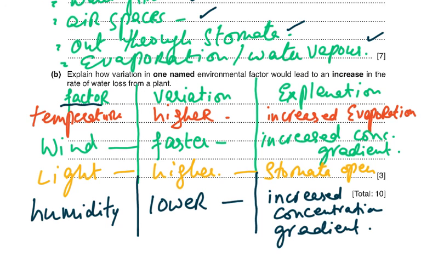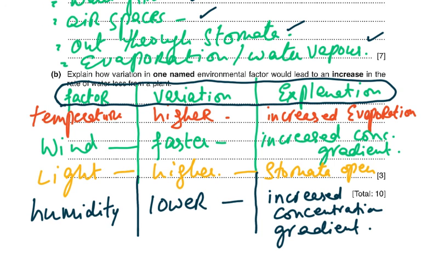Now the factor, this of course is the heading, which you need not have written, but I'm just giving you the heading. And if you said temperature, so if you said higher temperature would increase evaporation, that would get you 1 mark, as it was for 3 marks. So increased temperature, higher temperature, or increased temperature results in increased evaporation. That's 3 mark scheme points. Then if you said higher speed of wind, faster wind speed, so increased concentration gradient. Then more light intensity, so stomata open. This gets you your 3 marks.